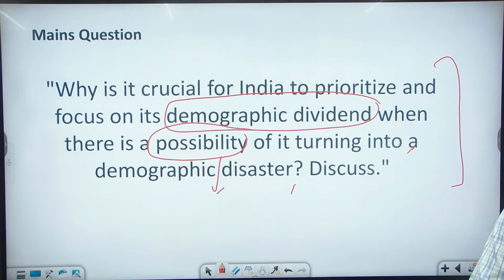First of all, the introduction and demographic dividend definition, and then we will write why it is crucial. What is the importance of the demographic dividend for India? How can it be reaped? And then if India cannot reap the huge benefit from the demographic dividend, it may cause a demographic disaster because of the population burst.